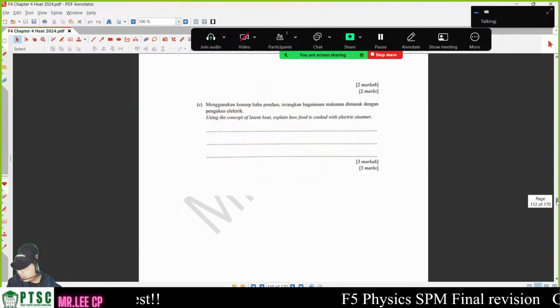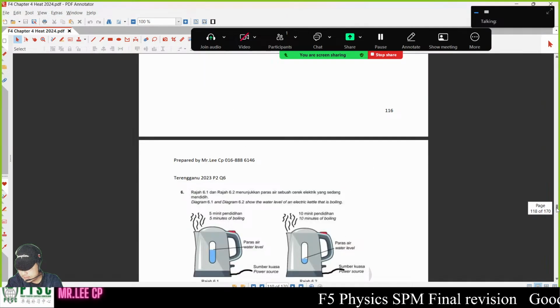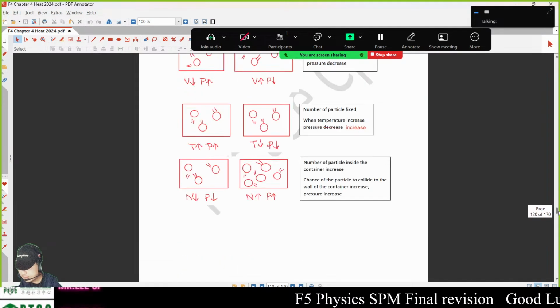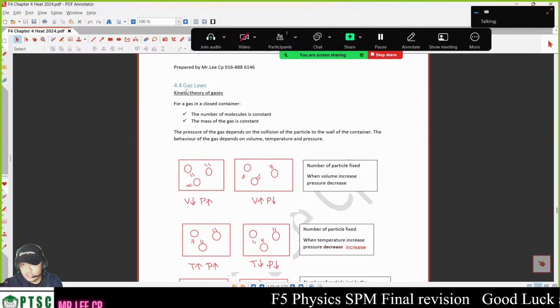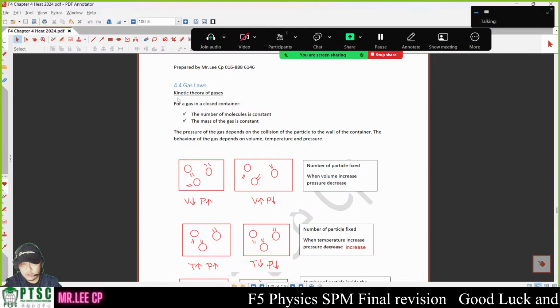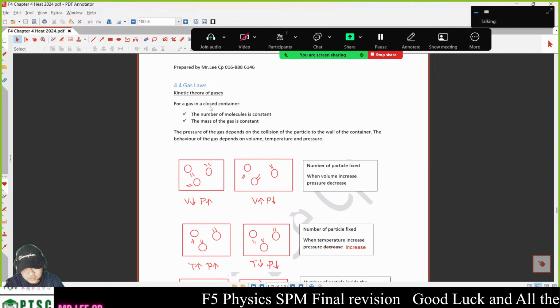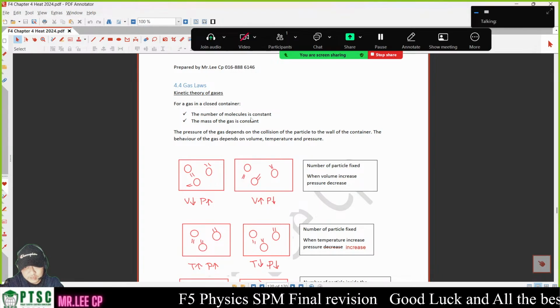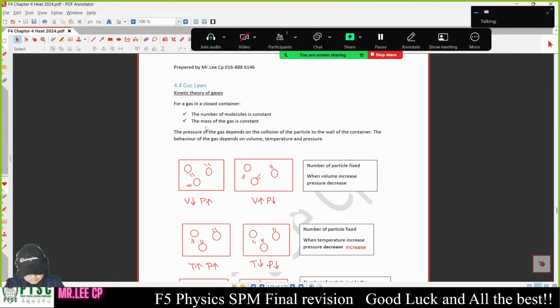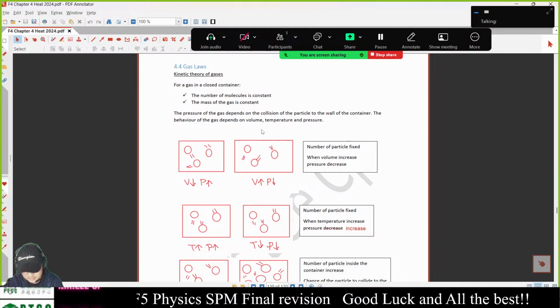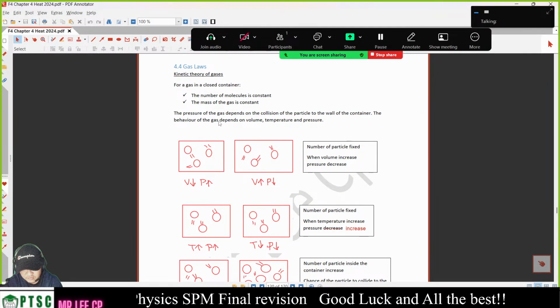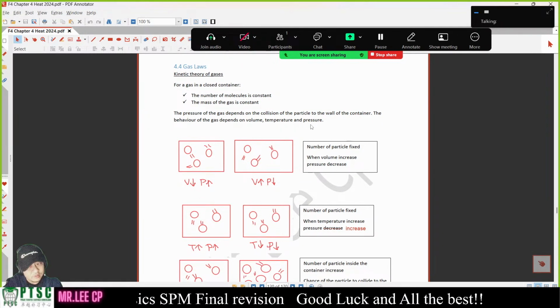So we go to the last part. The last part is Boyle's gas law, the kinetic theory of gases. It says that for the gas in the closed container, the number of molecules must be constant, and the mass of the molecules must be constant. The behavior of the gas depends on the volume, temperature, and pressure.